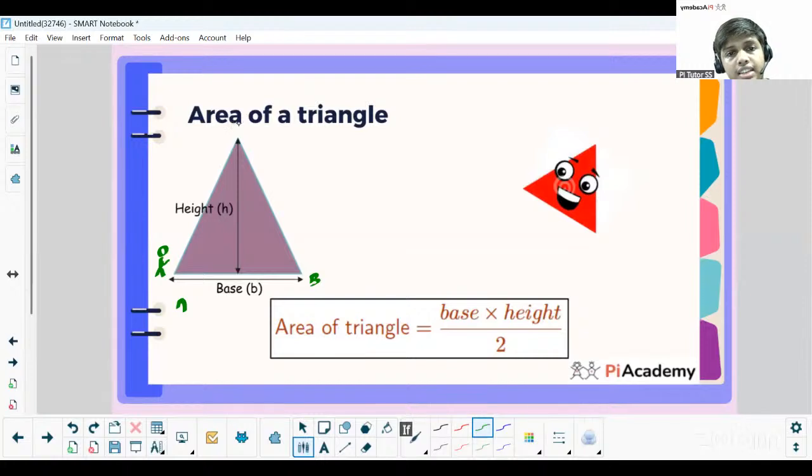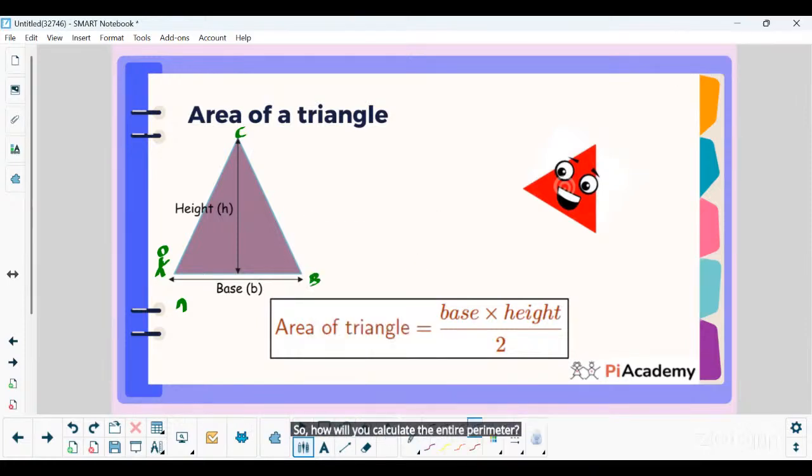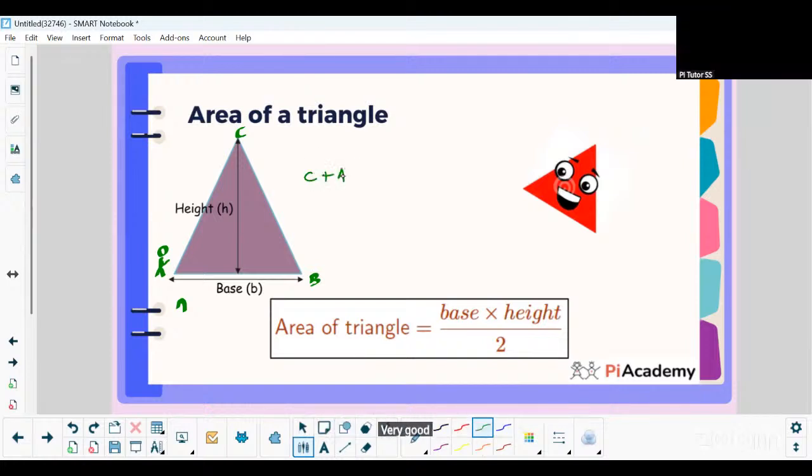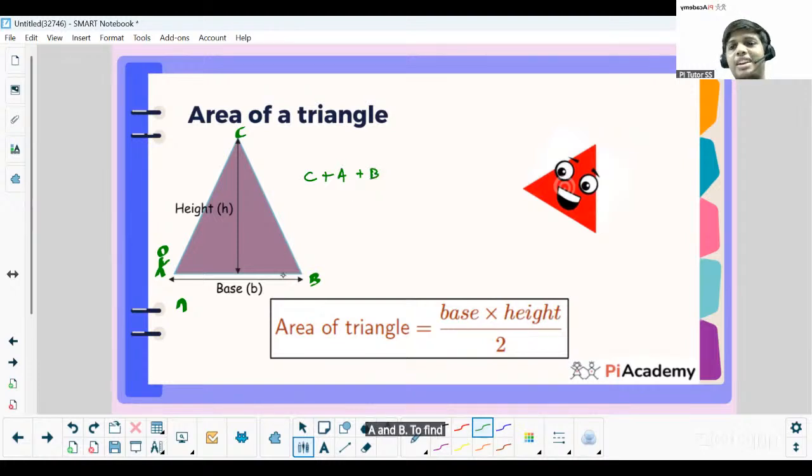If these are the three sides of the entire triangle, this is A, B, and C, how will you calculate the entire perimeter? You have to add A, B, and C to find the perimeter. Very good. Perfect. Absolutely correct.